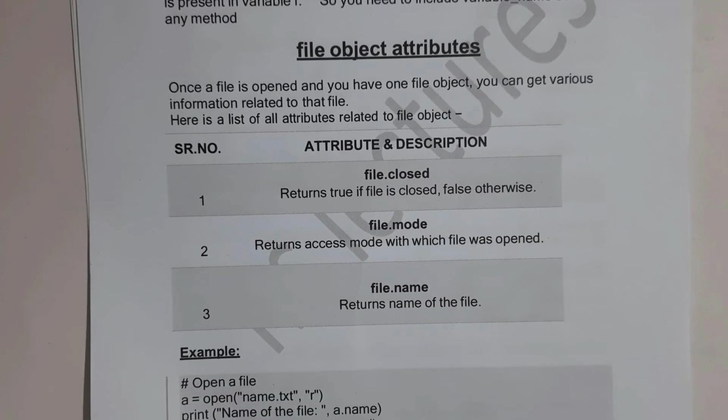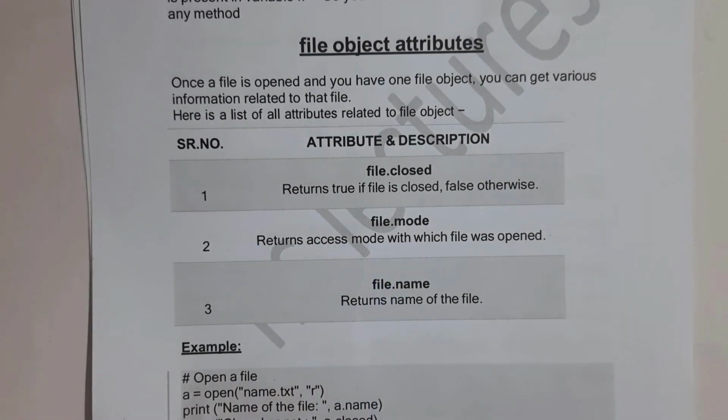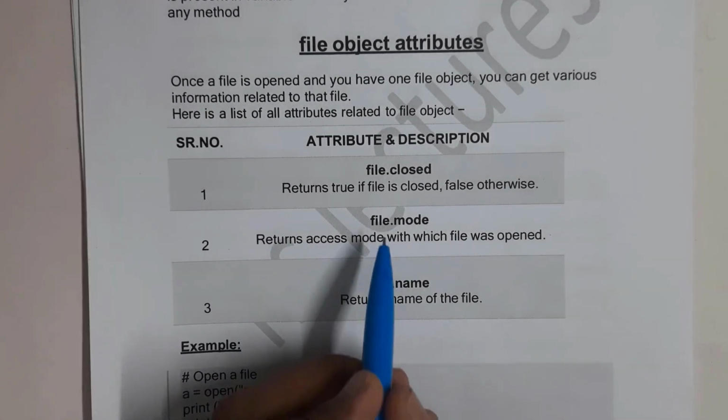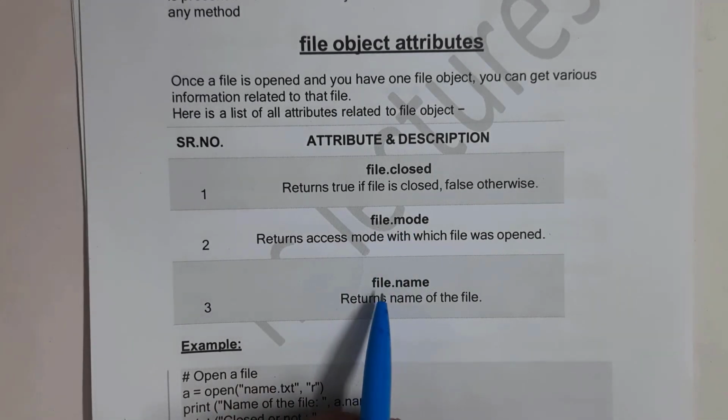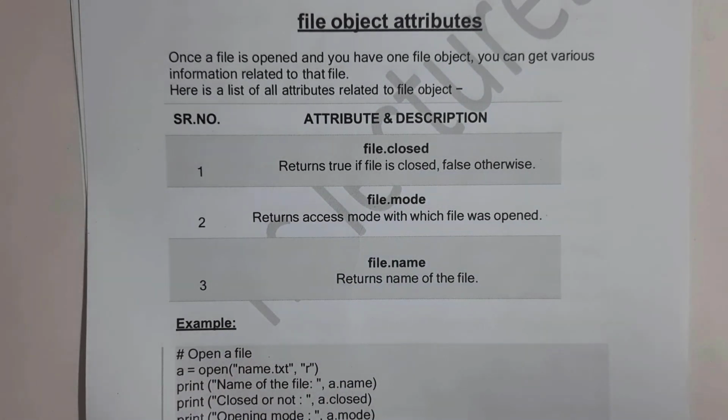Next I will explain file object attributes. Once we open any file, we can get various information about that file. There are three types of file attributes. First one is file.closed, next one is file.mode, and next one is file.name. This file.closed attribute will return true if the file is closed. If the file is not closed, it will display false.